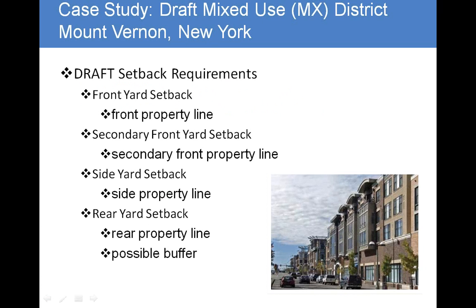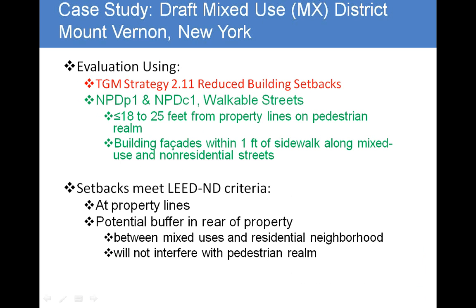Finally, we'll take a look at the setback requirements in the draft mixed-use zone. These are all set at the property line with the exception of the rear yard, which may include a buffer requirement. Manual Strategy 2.11, Reduced Building Setbacks, was used to evaluate the draft setback requirements.